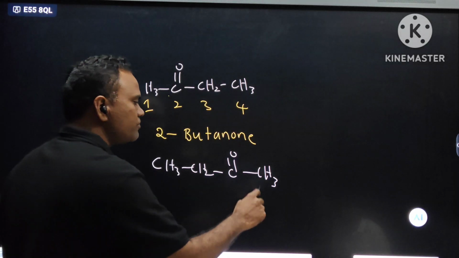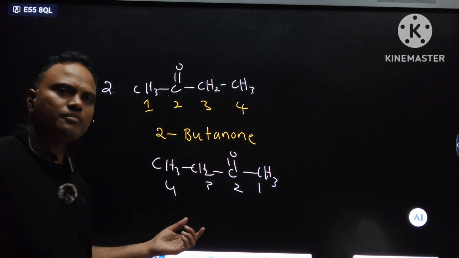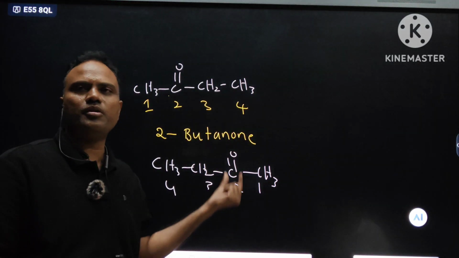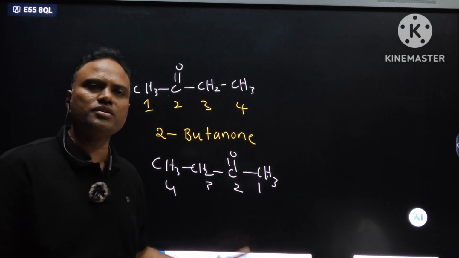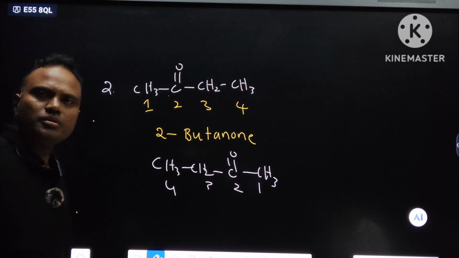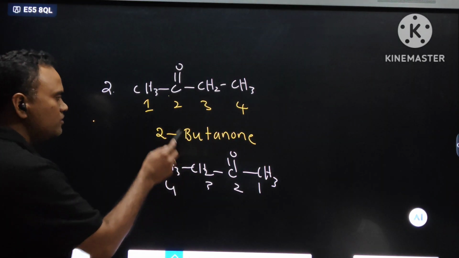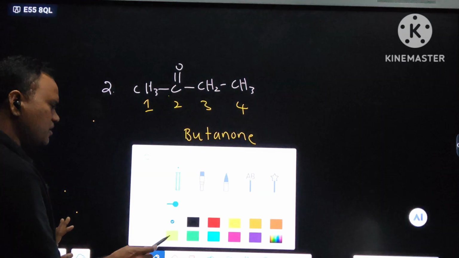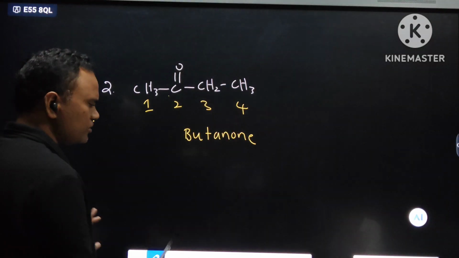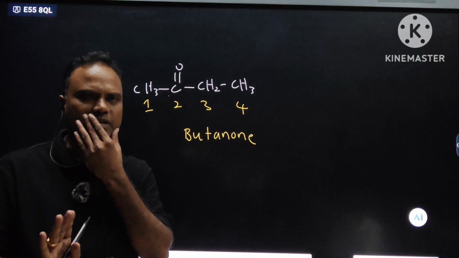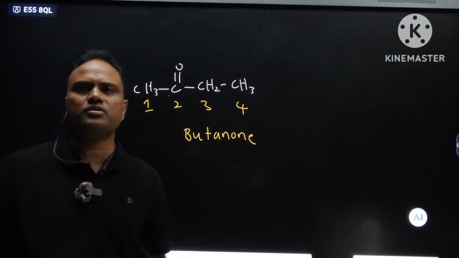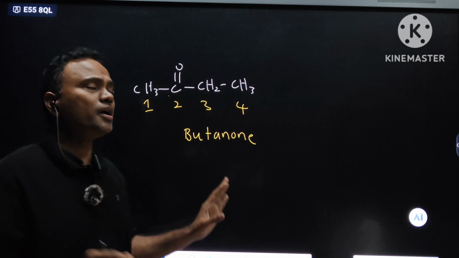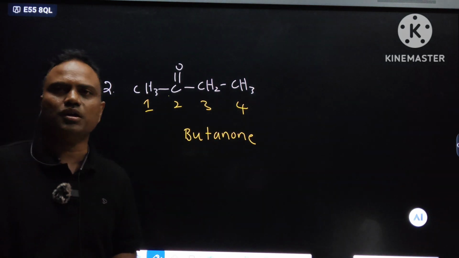Now give the numbering for this. Now numbering will start from this side. What is its name? Again 2-butanone only. Second position C double bond O, 2-butanone only. So both are the same. So no need to mention the numbering, right? So just butanone. If you mention numbering, that is also no problem. Nothing will happen. But generally we start numbering from 5 carbons onwards. Right? Butanone over.